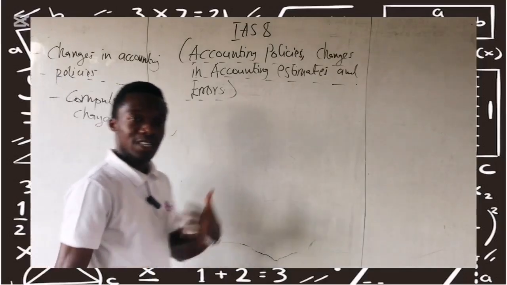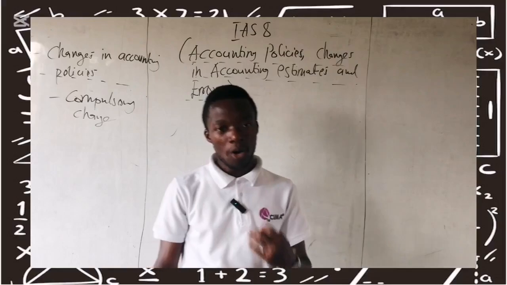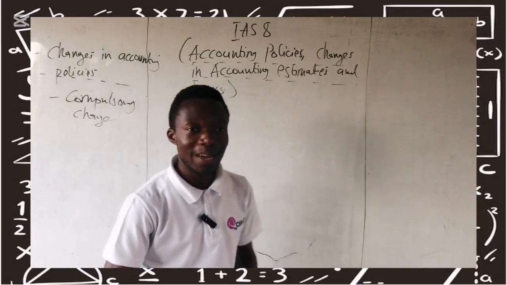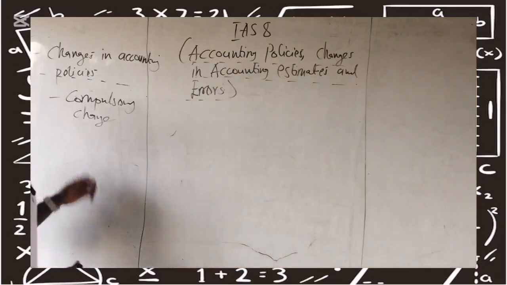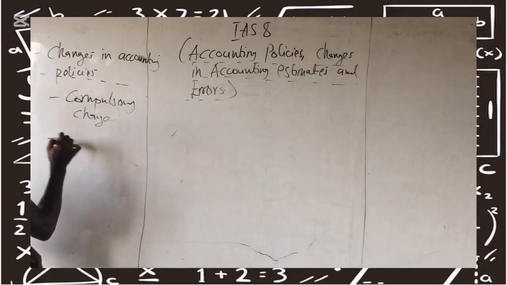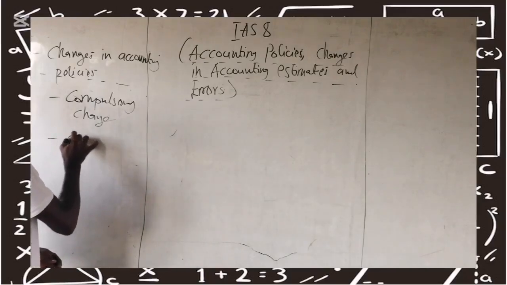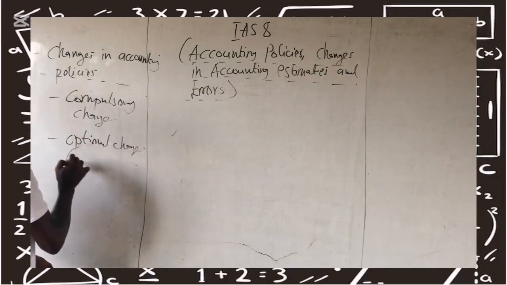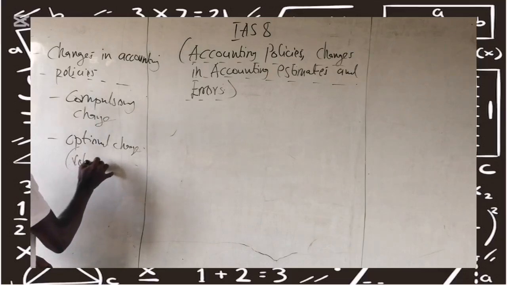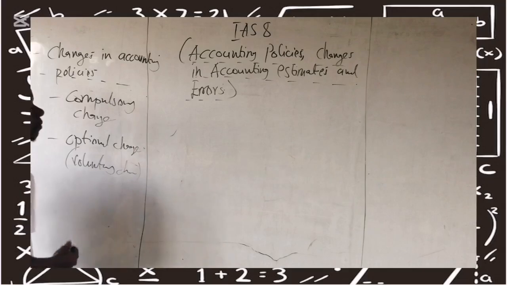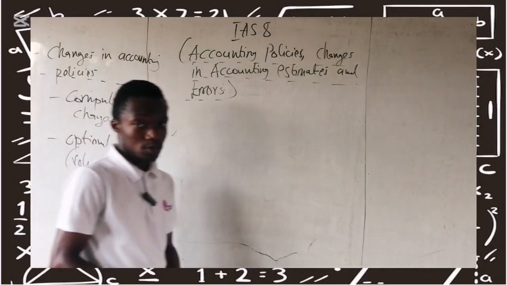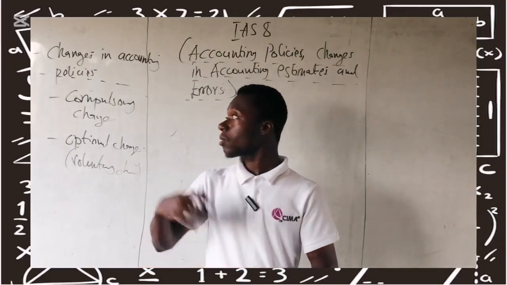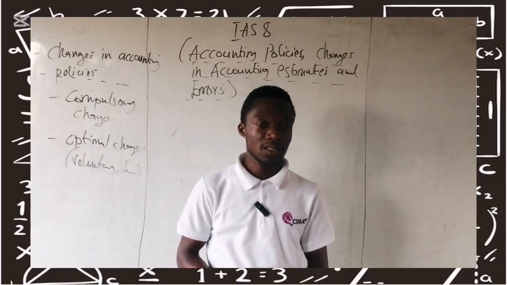But if the change will also lead to more reliable and relevant information to users of the financial statement, then we'll have to do the change. And such change is also called what? An optional change. We can call it an optional change or voluntary change. So those are the exceptions when it comes to changes in accounting policy, right?